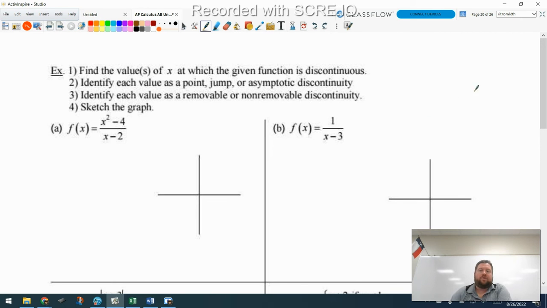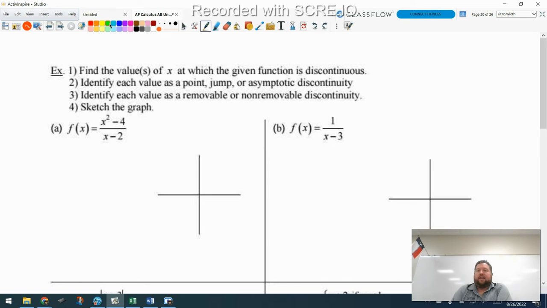We are going to do a few examples here where we find the values of x at which the given function is discontinuous. We're going to identify that discontinuity as one of the 3 types. Then we will describe it as removable or not removable. And if it is removable, we are going to redefine the function in such a way to make it continuous. That isn't written here, but we're going to do that anyway. And then we'll sketch a graph.